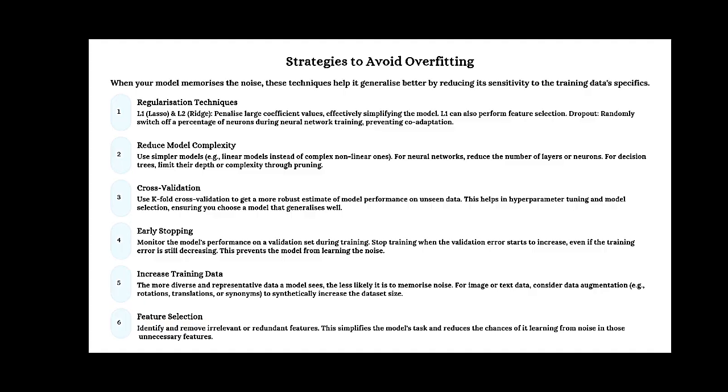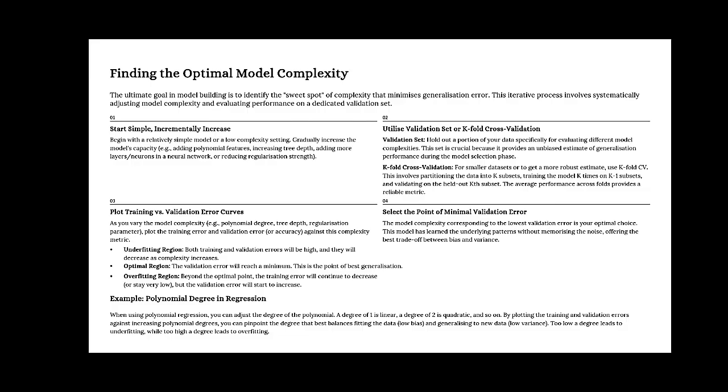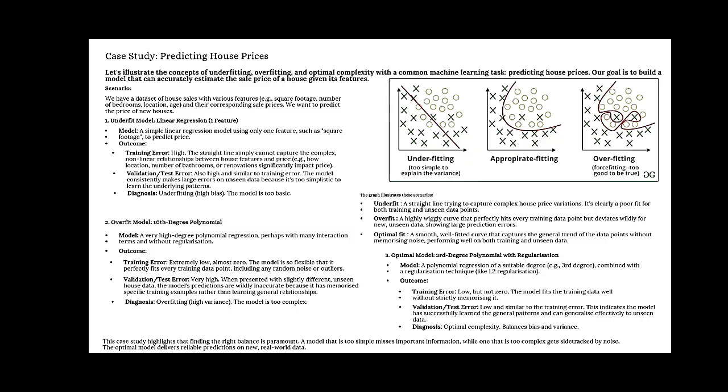Then there is feature selection. In feature selection, we simplify the model by identifying and removing irrelevant or redundant features. This reduces the chances of the model learning from noise. Then finding the optimal model complexity, we have discussed this earlier. So now let's move on to the case study.